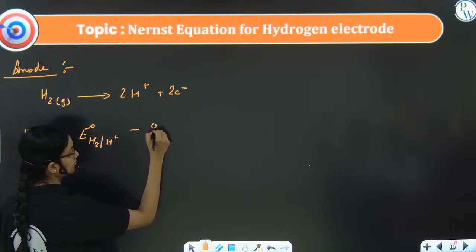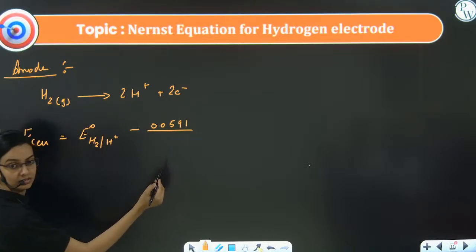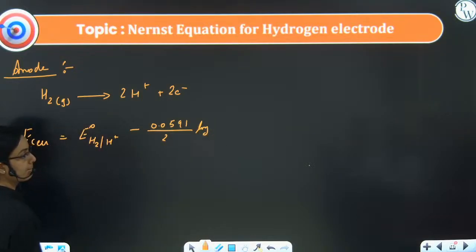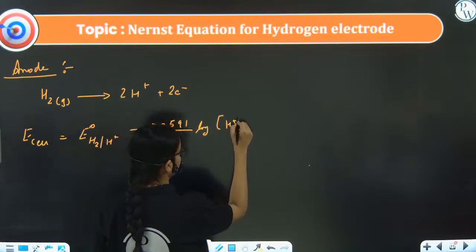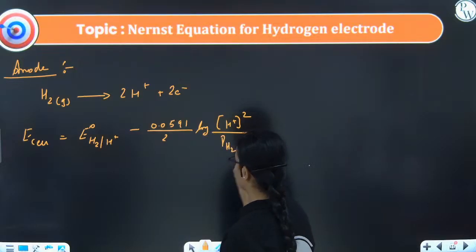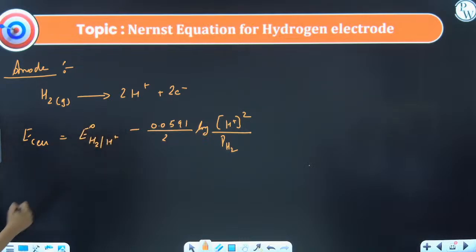Minus 0.0591 upon 2 log of H plus power 2 upon pressure of H2. गैस है तो प्रेशर होगा. ठीक है? What is the value of E naught for hydrogen electrode? 0. ठीक है? E naught will be 0.